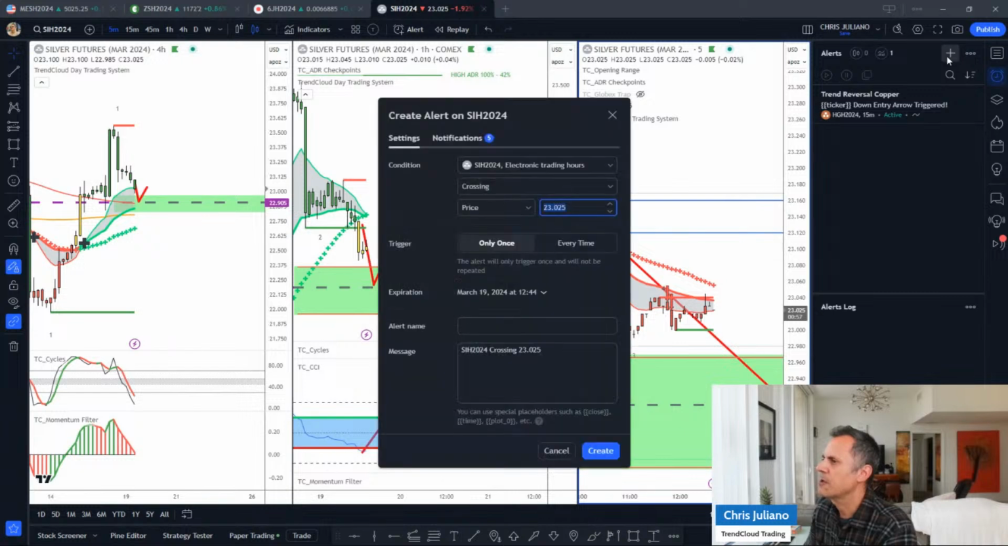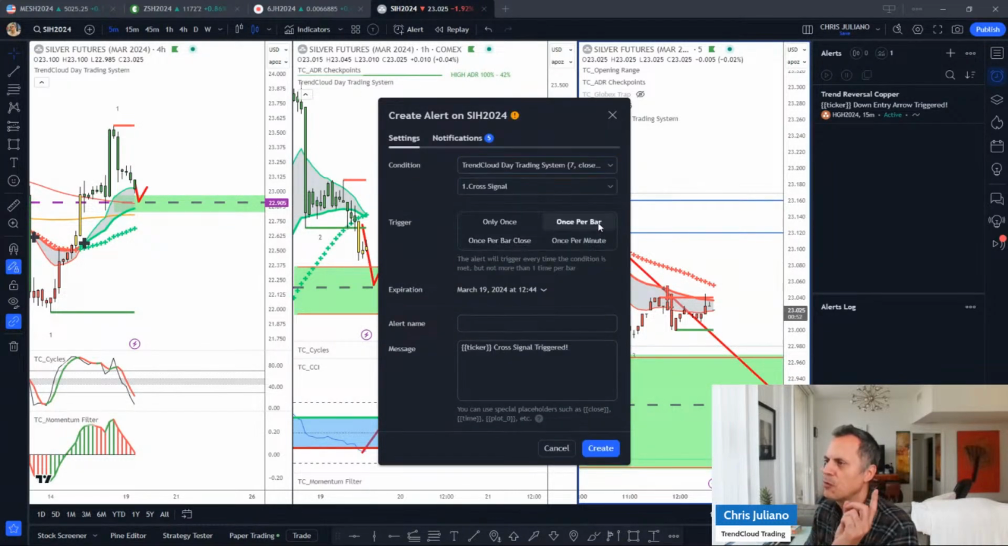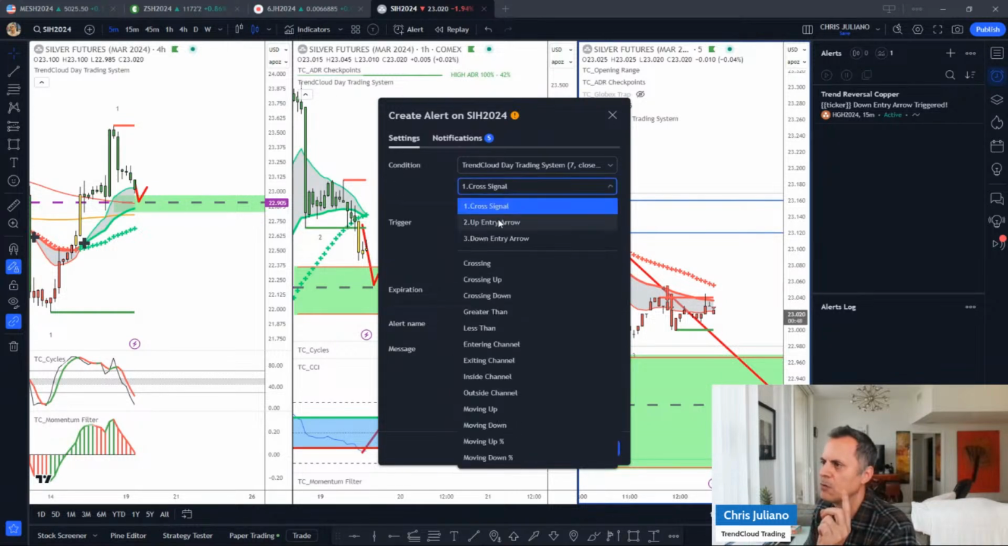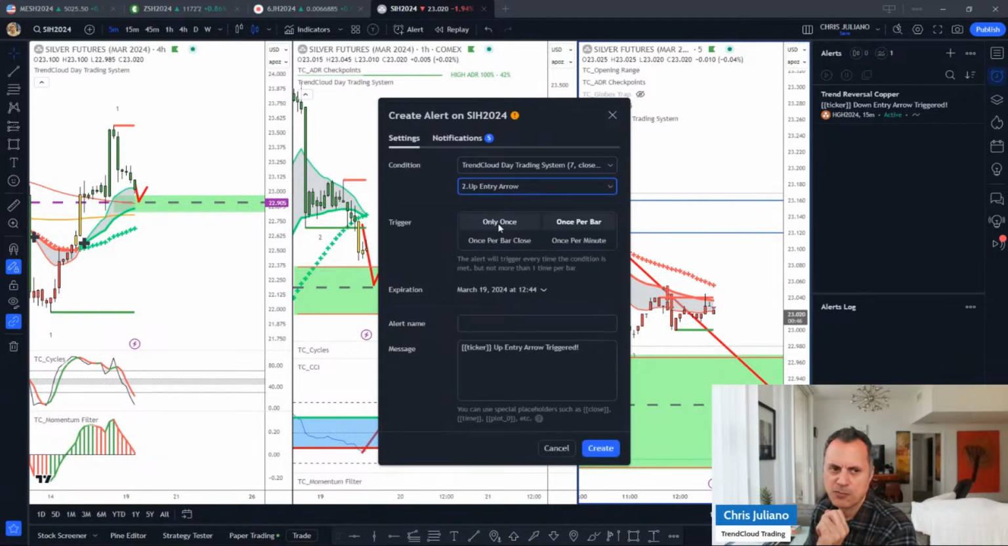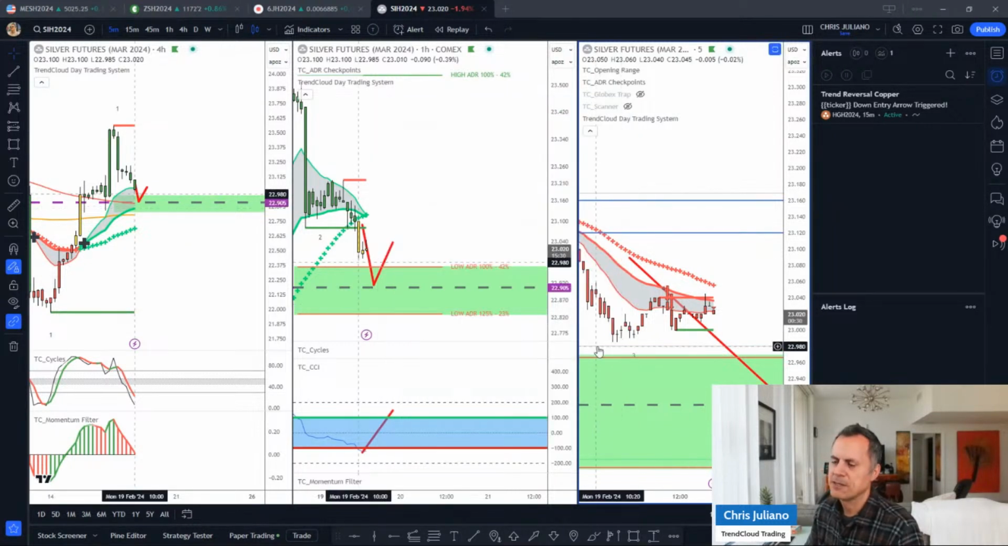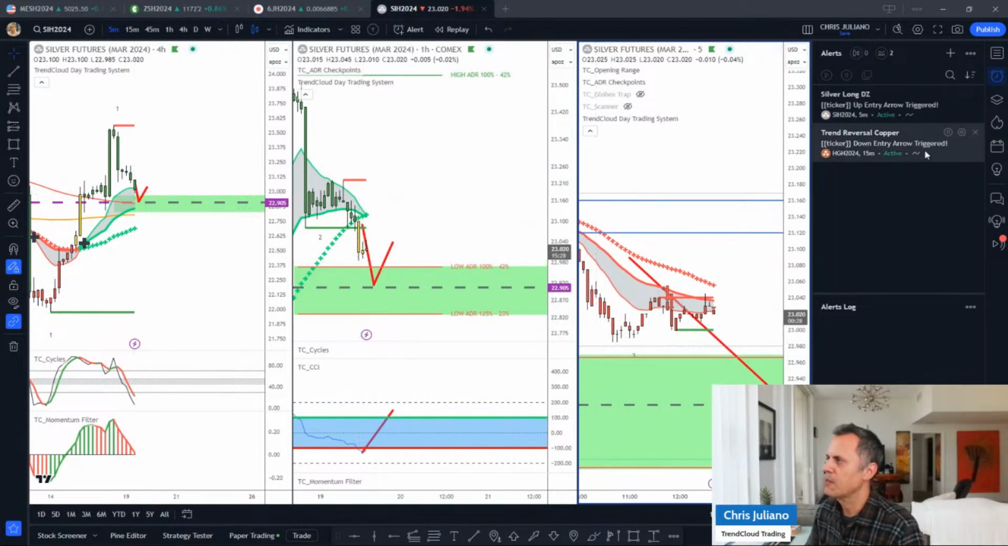Okay, hit the plus sign. Go to your TrendCloud. This is going to send me an alert right to my phone and let me know that we've got up arrows forming. Okay, and we're going to say silver long. Okay, demand zone, DZ demand zone. That's a little note to remind me what this is, and there you go.